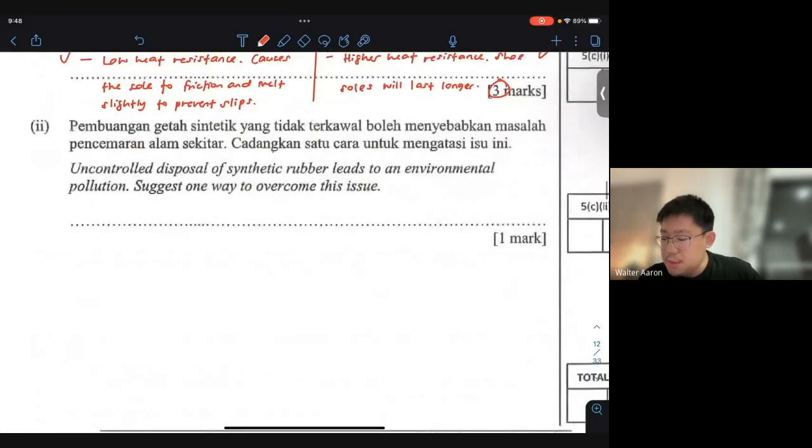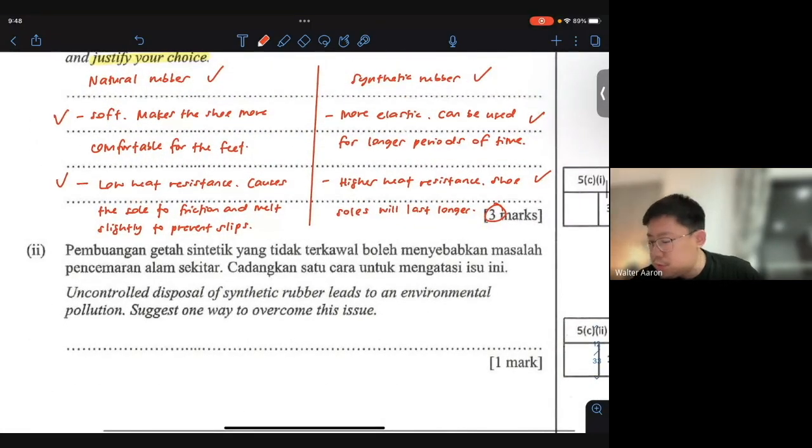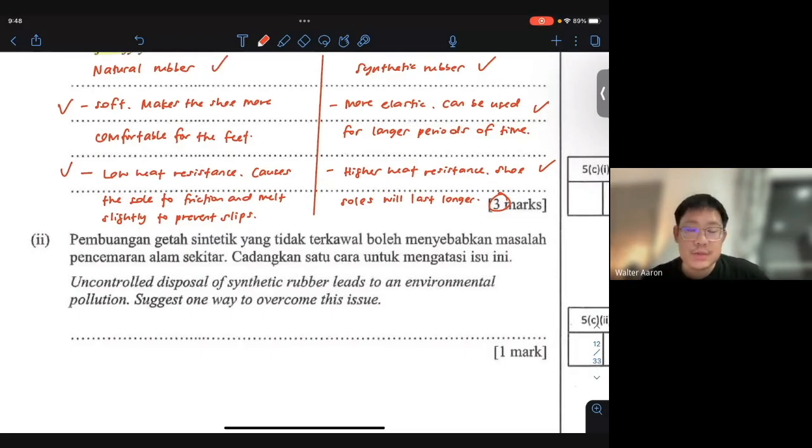Okay, let's move on to the next one. Uncontrolled disposal of synthetic rubber leads to environmental pollution. Suggest one way to overcome this issue. So we can just say here, reuse or recycle.